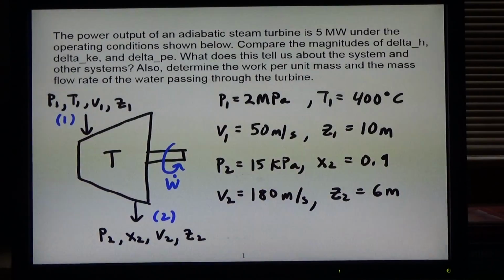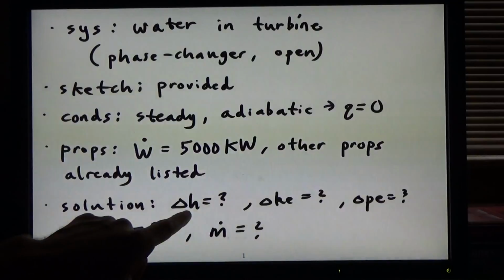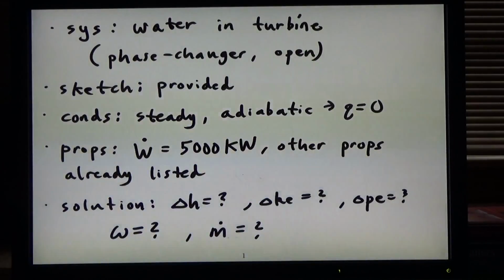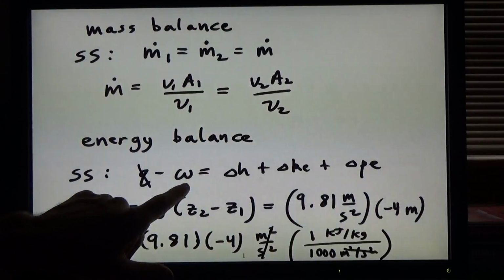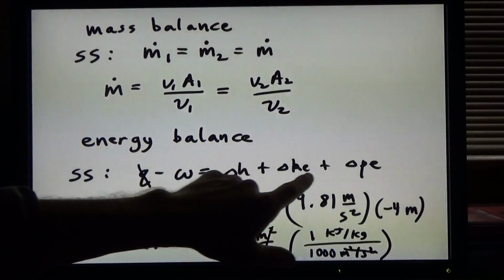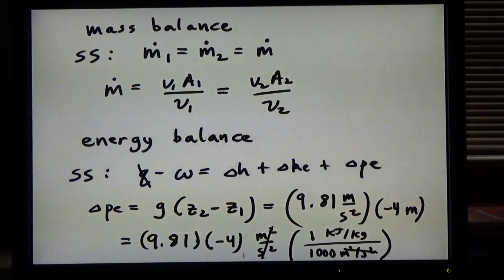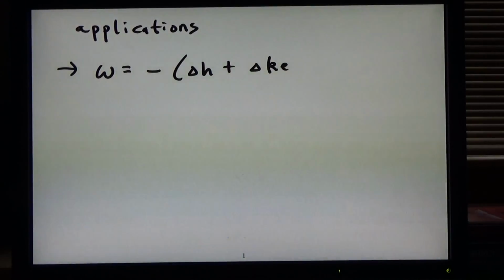Alright, so that finishes up the first part of the problem. We've calculated delta H, delta KE, and delta PE. But we still have to solve for the work per unit mass and the mass flow rate. The one that we should be able to solve pretty quickly would be the work per unit mass, because we have all of these three terms now. So the work per unit mass is just going to be negative delta H plus delta KE plus delta PE.